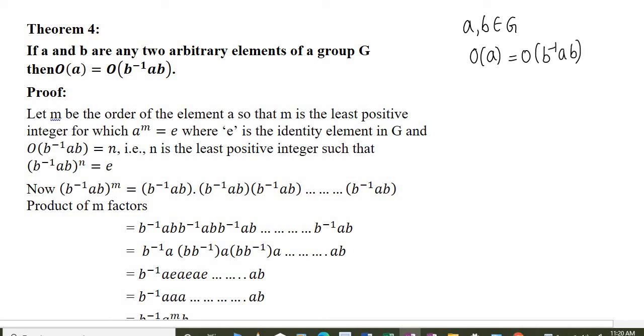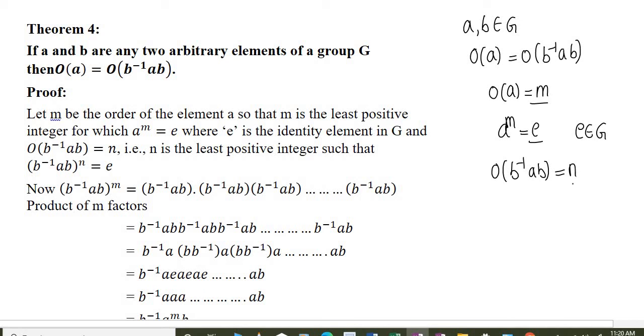Proof: let M be the order of element A. That means order of A equals M, that means M is the least positive integer for which A power M equals E, where E is the identity element of G. And also take order of B inverse AB equal to N. That means N is the least positive integer such that (B inverse AB) whole power N equals E. Here also E is the identity element in G.